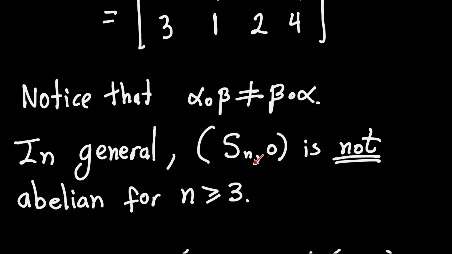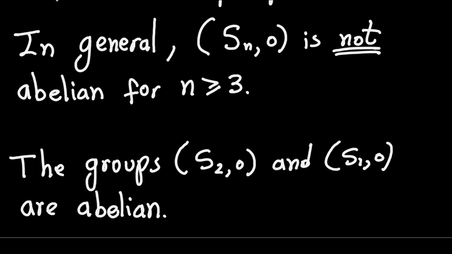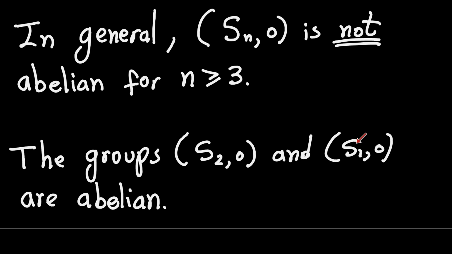So for S3, you can find two permutations, alpha and beta, that are going to have this property. Alpha composed with beta is not the same as beta composed with alpha for S3, S4, and so on. So these groups are not abelian for n bigger than or equal to 3, but for S2 and S1, they will be abelian. The reason is that S2 is going to have two elements, and one of them is the identity because it's a group. So that group has to be abelian because if you take the binary operation of the identity with anything, it's going to commute, of course.